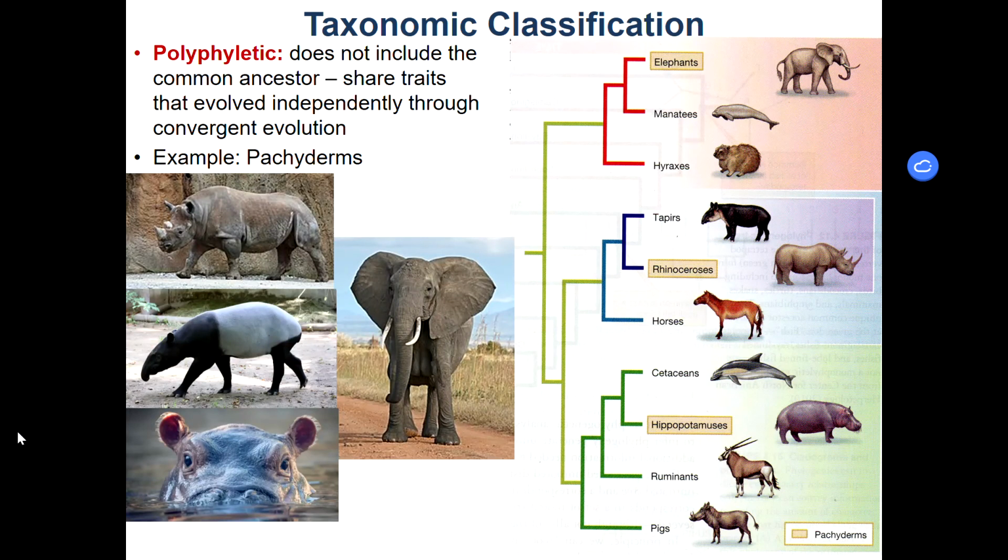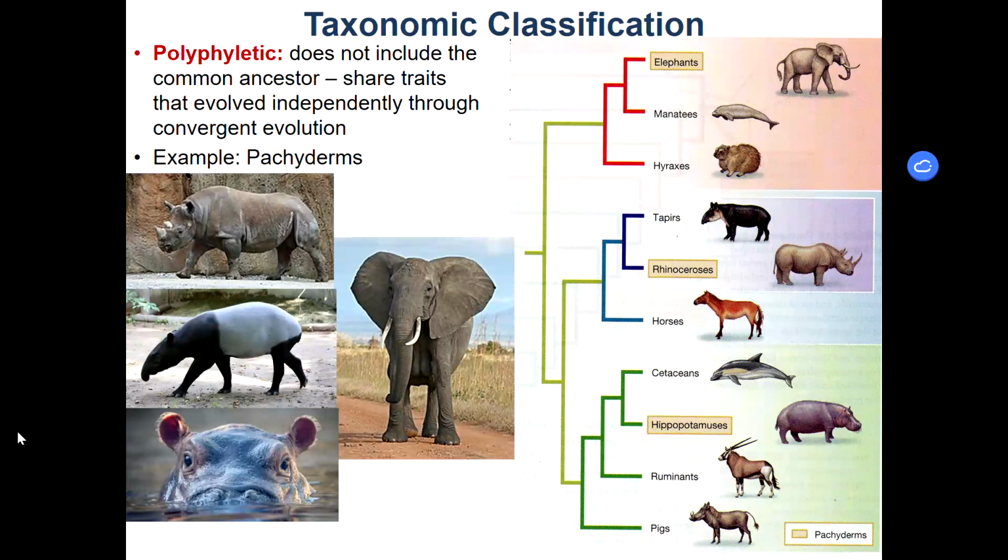An example of a polyphyletic group is pachyderms, which are elephants, rhinos, tapirs, and hippos. Now, if we look at this phylogenetic tree, here's hippos, here's rhinos, elephants are way up there. They didn't put tapirs on this picture, I don't know why. But because elephants have a common ancestor here with manatees, rhinos and tapirs have a common ancestor with horses, and hippos actually have a most recent common ancestor with dolphins and whales, they're missing their common ancestor back here, so it's polyphyletic.